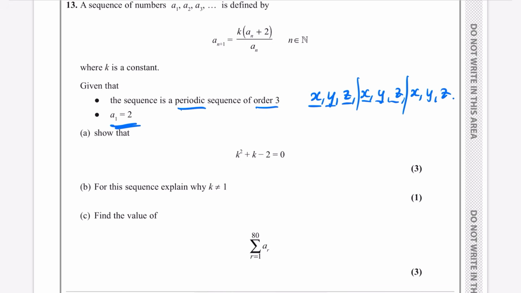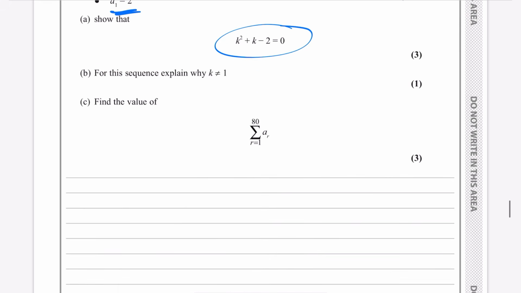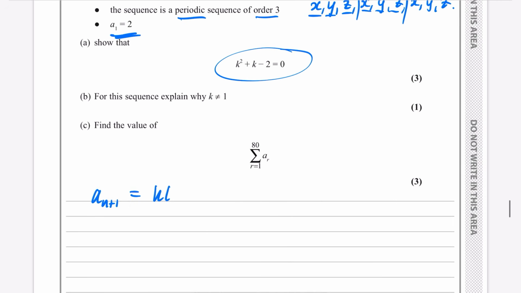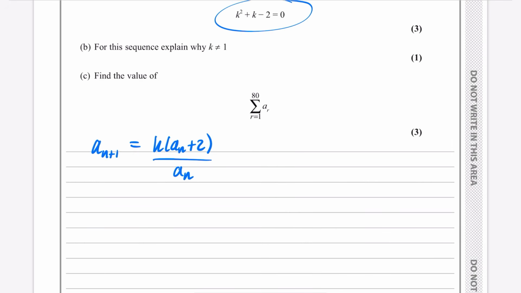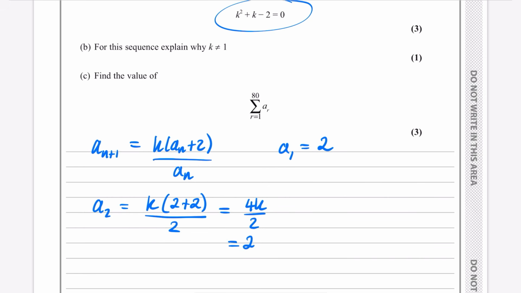And they also tell us that a1 is equal to 2. So using this formula, I can find out what a2 is, what a3 is, and then hopefully I can connect all of this together to come up to this thing that we've got here. So I'm going to write down the formula so that I don't have to keep referring to it. So that's a(n+1) is equal to k brackets a(n) plus 2 over a(n). And they've told us that a1 is equal to 2.